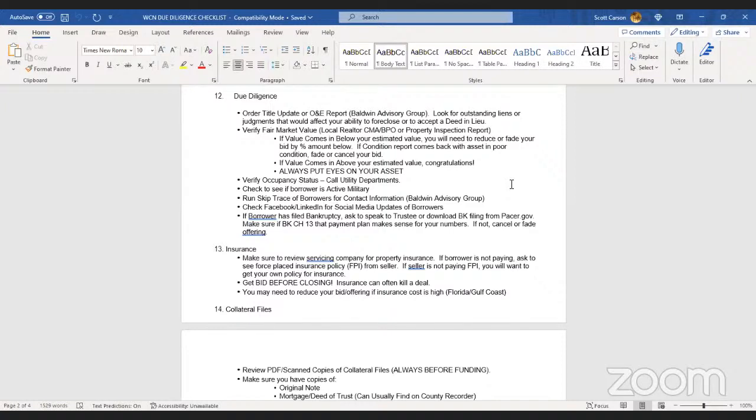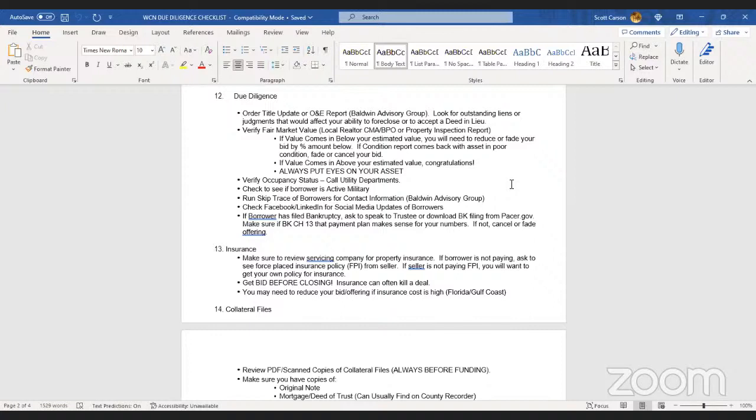As you're doing due diligence, you always want to ask the sellers to provide proof of insurance. Make sure to review the servicing company for the property insurance. If the borrower is not paying, ask to see the force-placed insurance policy from the seller. If the seller is not paying a force-placed insurance policy, you will want to get your own policy on the property, and that will be a cost to you. You may need to reduce your bid a little bit for the cost of that. Okay. Get a quote before closing.